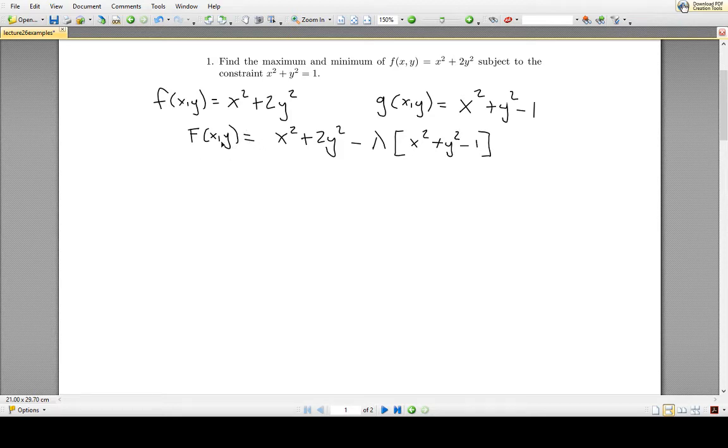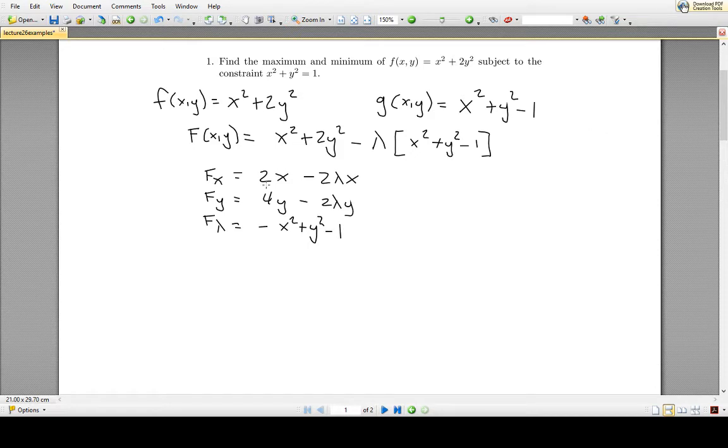And to use the method of Lagrange multipliers, I'm going to take the partial derivatives of this capital F function with respect to x, y, and lambda. So let's go ahead and do that. The partial derivative of F with respect to x is 2x minus 2 lambda x, coming from here. The partial derivative of F with respect to y is 4y minus 2 lambda y. And the partial derivative of F with respect to lambda is just negative x squared plus y squared minus 1.